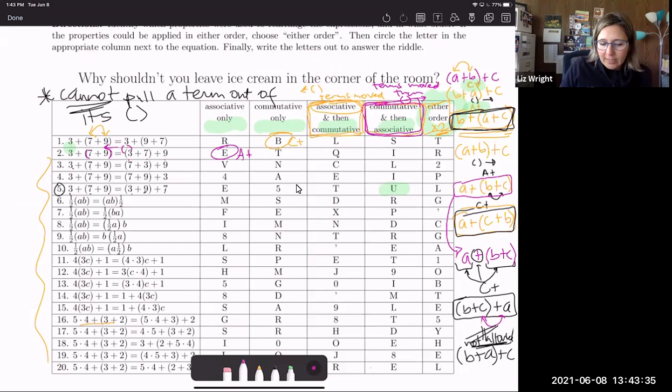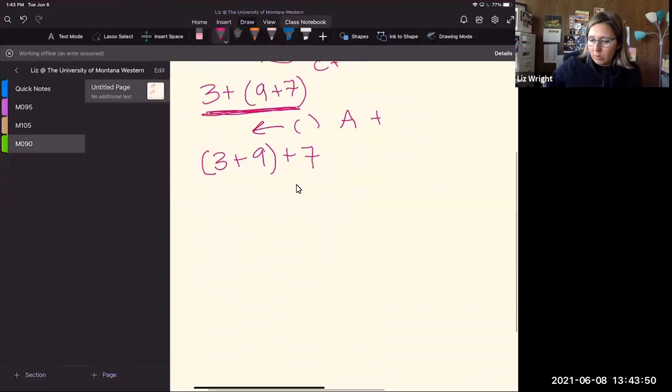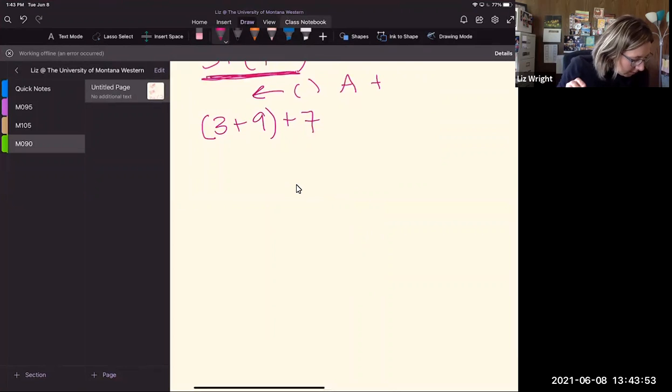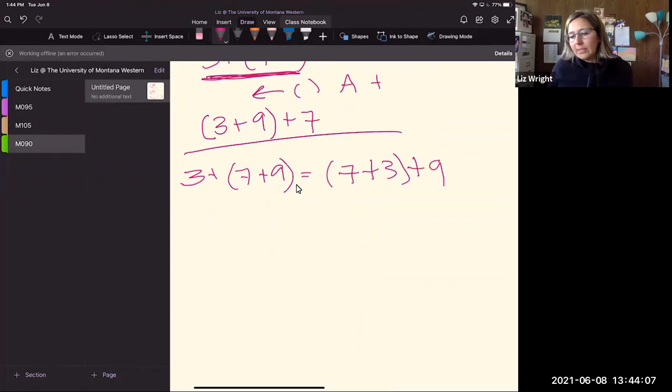Number 3, we've got 3, 7, 9, and this is definitely in a different order, 7, 3, 9. So 9 stays the same. I'm also seeing that the parentheses moved. Let me go back to my OneNote over here. So our problem was 3 plus the parentheses of 7 plus 9 equals 7 plus 3 plus 9. We said associative and commutative property both happened. And so our choices are, was it associative and then commutative, or commutative and then associative?